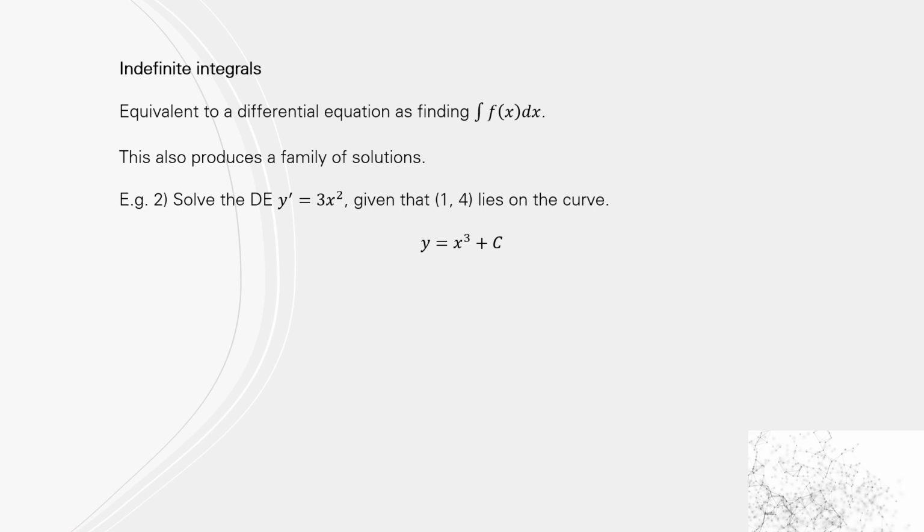We can find a specific equation by substituting in the point. So solve the differential equation given that (1, 4) lies on the line. So the integral of that was y equals x cubed plus c. We're going to sub in (1, 4). And we get a c value of 3. So that's a specific one that passes through that point (1, 4).